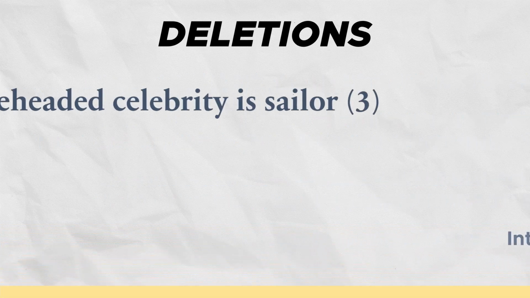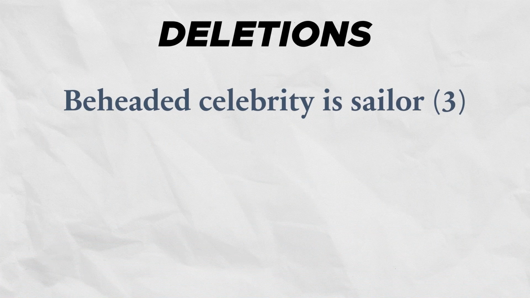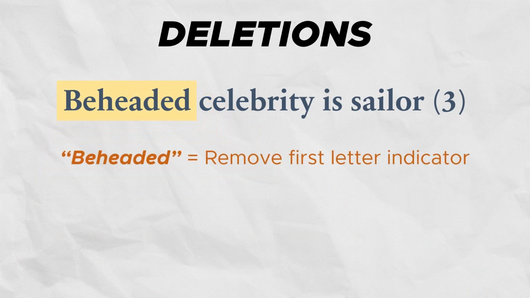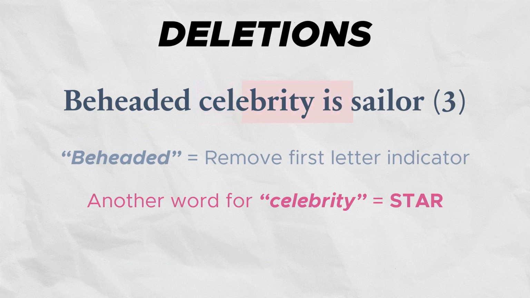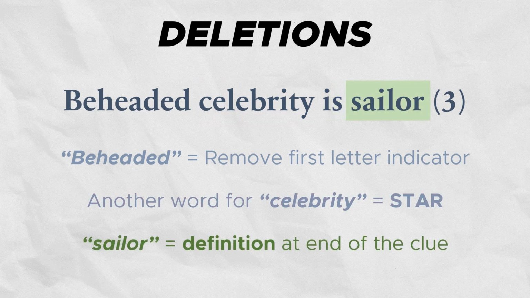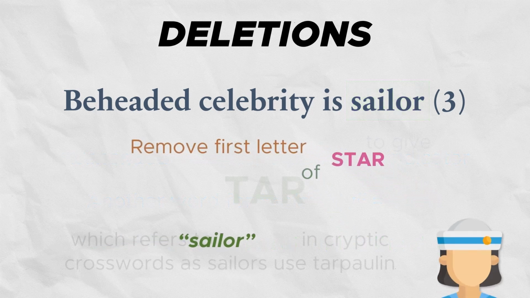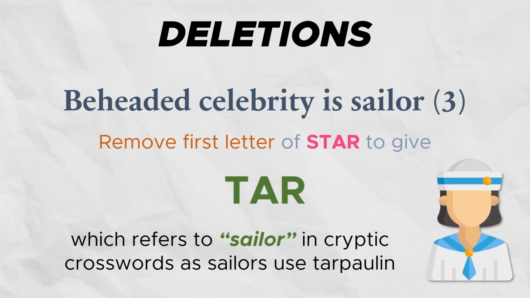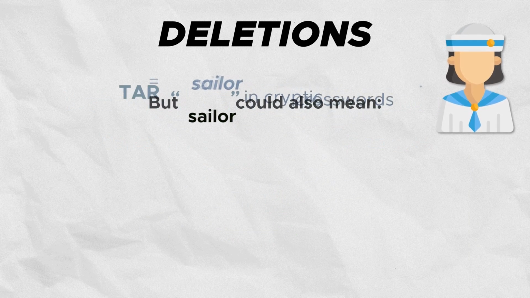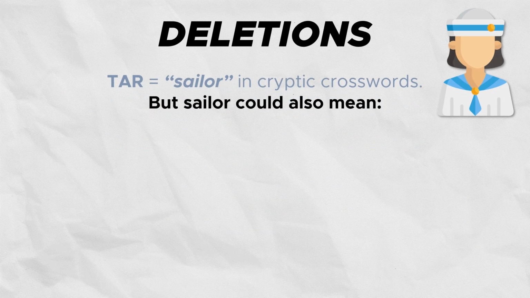Here's an example. Beheaded celebrity is sailor, 3 letters. Beheaded is our indicator to remove the first letter. Another word for celebrity is star, and sailor is the definition at the end of the clue. Notice how the word is separates the cryptic wordplay from the definition, just like the apostrophe S earlier. Taking away the first letter of star gives us tar, which refers to sailor in cryptic crosswords because sailors use tarpaulin sheets.